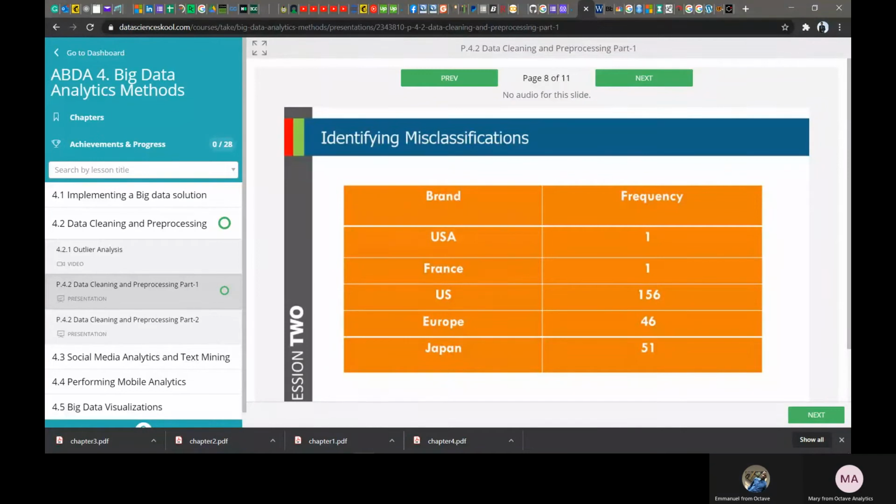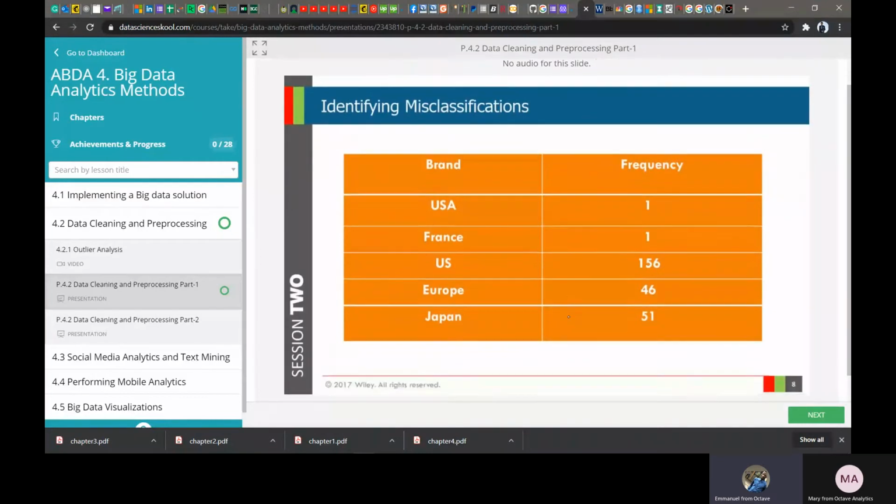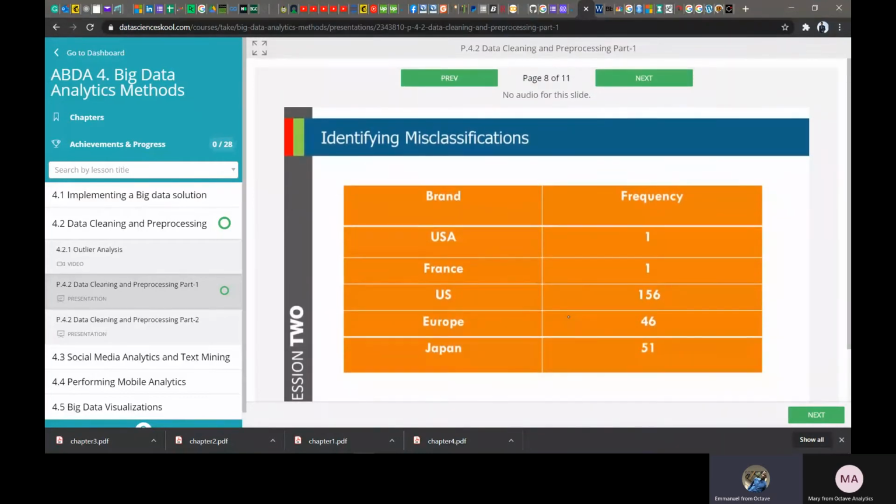Now, here I can be tempted that maybe this USA, France, and Japan can be a sort of misclassification. Then I will just say, okay, I think I will just have to merge. I think I should just merge USA with US to have 157 here. So I'll just merge France and Japan into Europe. I just have US and Europe here. So I feel like the rest of them is kind of a misclassification in that regard.